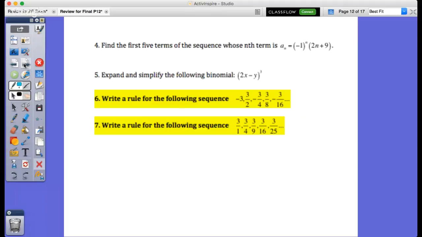For the first 5 terms, what does that mean I plug in for n? 1 through 5, right? If I said expand this and simplify the binomial, what would I use? Pascal's triangle. Good. Write a rule for this. Make sure you go back through on the podcast, because we had a good discussion on that. Some of you were involved here.